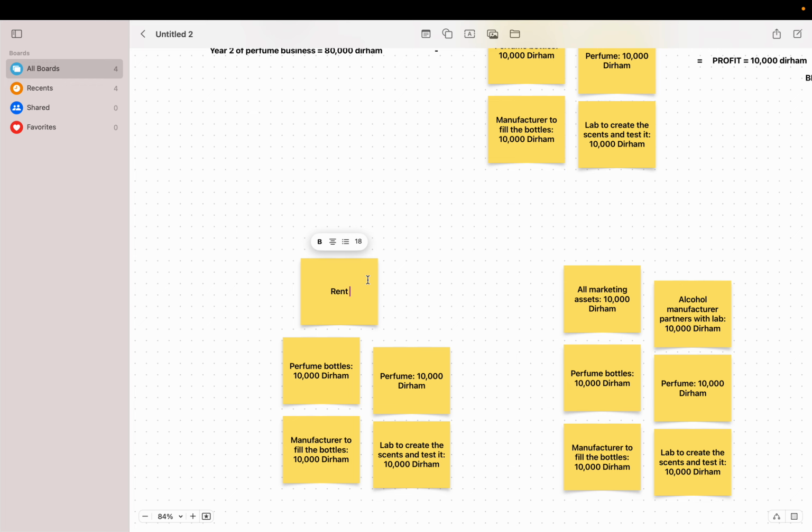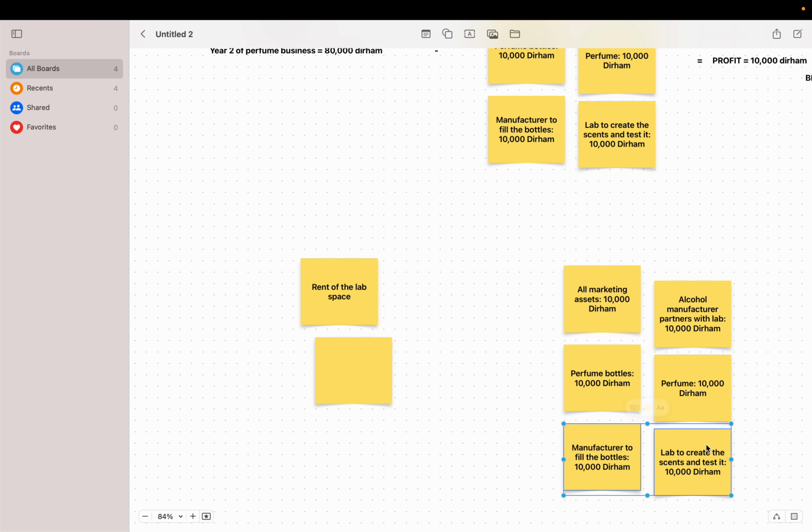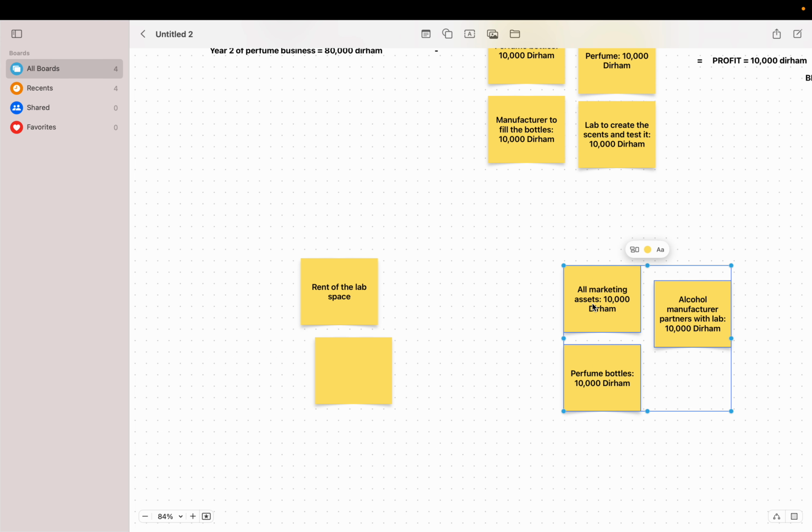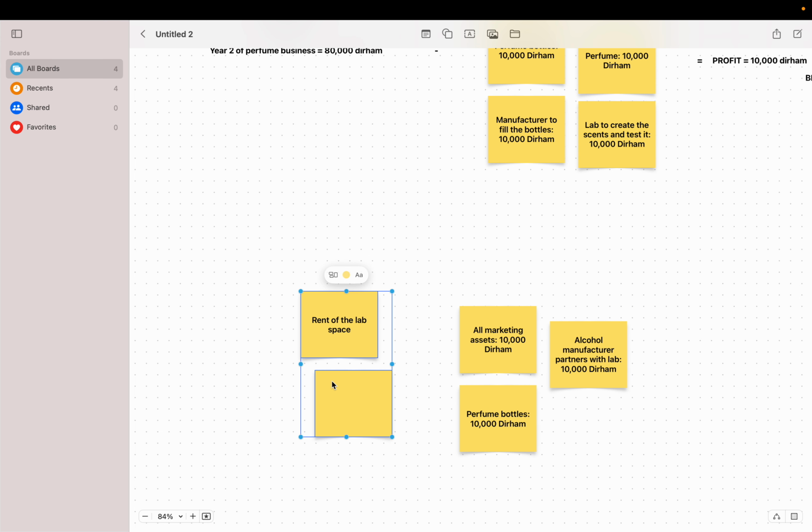So let's say I have rent of the lab space, and let me give you just 3 so that we don't overcomplicate it. So let's say we have rent of the lab space. Let's say electricity and water bill of the lab space.